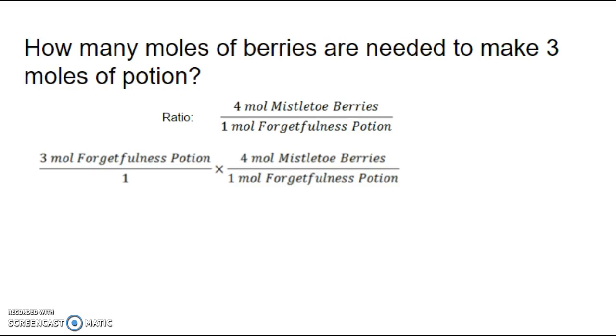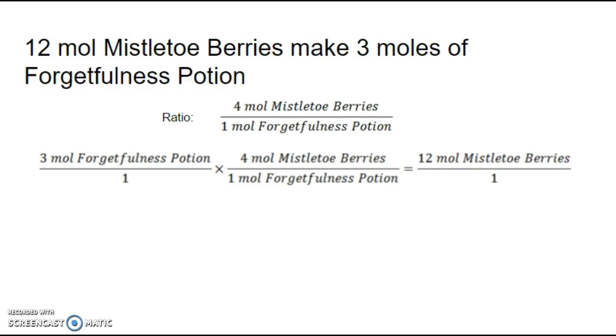So let's take a moment to cancel out the units that we can now get rid of. So I have the moles of forgetfulness potion canceled out because one is in the numerator and one is in the denominator. And let's calculate our final answer. I'll give us a few moments. And don't forget to put units on your final answer. If you calculated that it will require 12 moles of mistletoe berries to make the 3 moles of forgetfulness potion, you are correct.